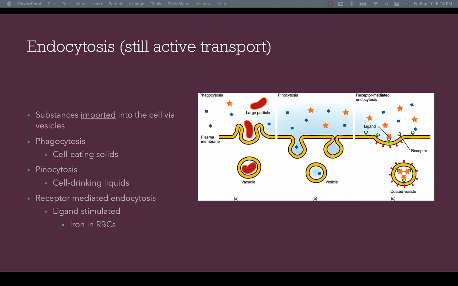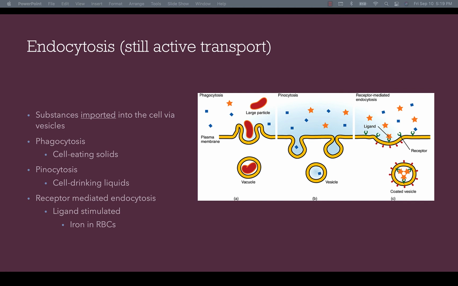Pinocytosis brings fluid containing dissolved substances into the cell. You can think of phagocytosis as eating substances and pinocytosis as drinking them. Receptor-mediated endocytosis is the third one, and it's stimulated when a ligand binds to a receptor in the region of the membrane associated with the receptor, endocytoses it, bringing the receptor and the bound ligand into the cell. This is important for red blood cells that contain iron-dependent hemoglobin.